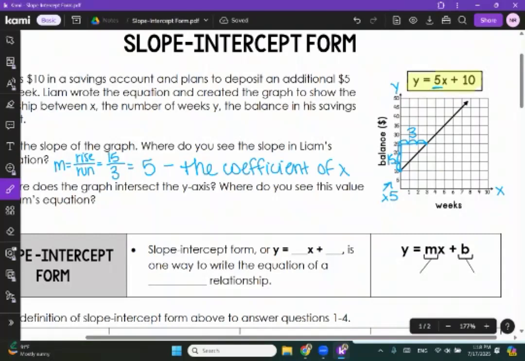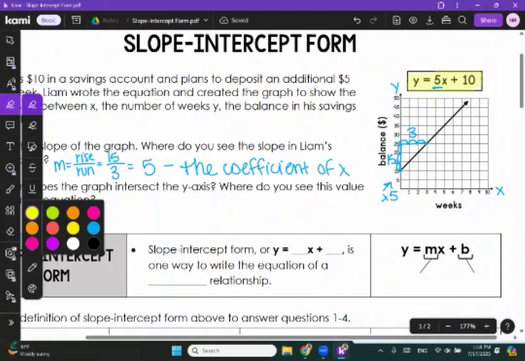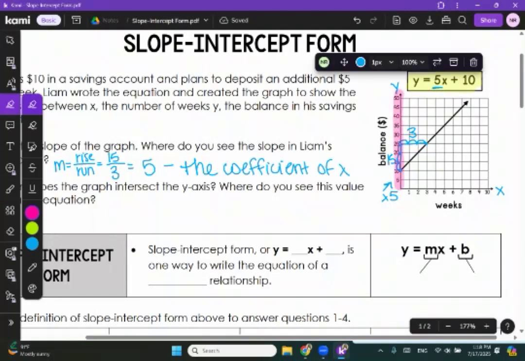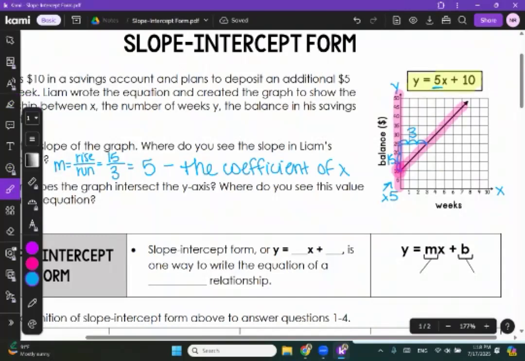Okay. And it says, where does the graph intersect the y-axis? Intersect, where do they meet? Well, we can tell that they're meeting. I'm going to get a different color actually. Maybe pink. This is your y-axis and this is the line. Where are they crossing? Where are they meeting? Right there at the number 10. Okay. And where do you see that in the equation? That would be the constant.